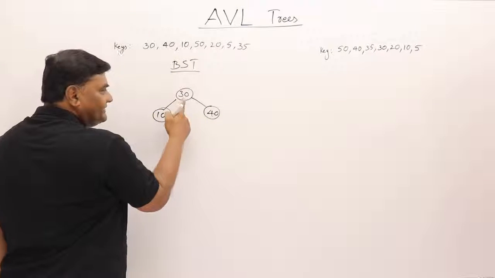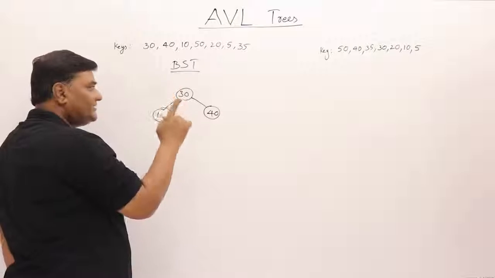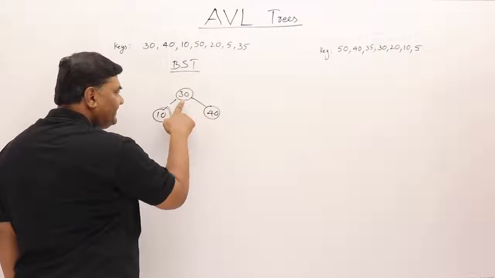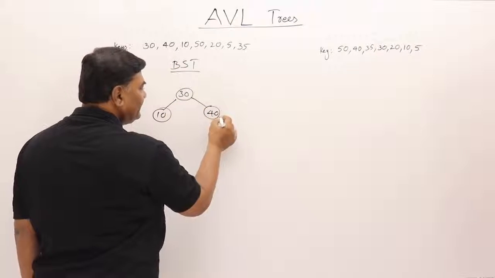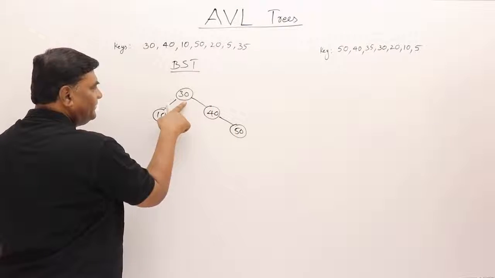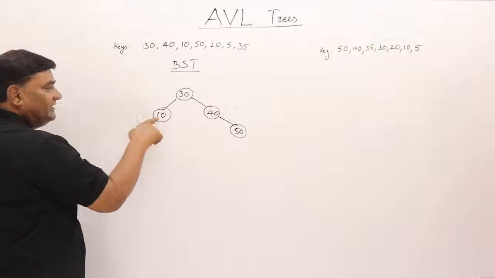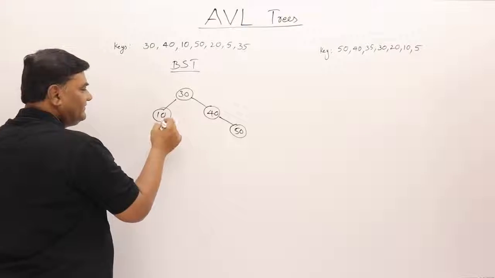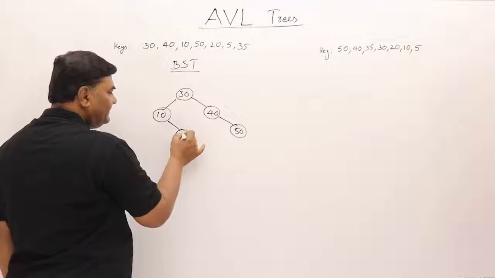Then 50. Check from root. For every element we should check from root. 50 is greater than 30 and it is greater than 40, so insert it here. 20: 20 is smaller than 30, come this side, left side, and 20 is greater than 10, so insert it on the right hand side.